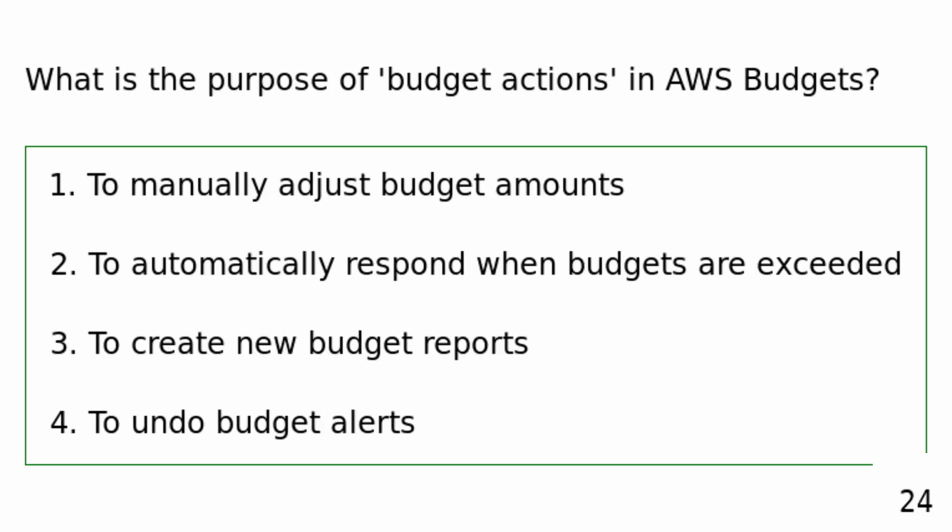What is the purpose of budget actions in AWS Budgets? To manually adjust budget amounts. To automatically respond when budgets are exceeded. To create new budget reports. To undo budget alerts.